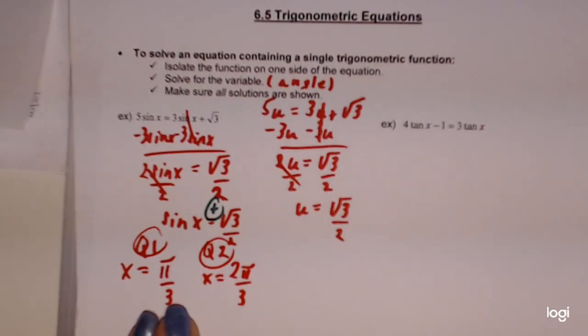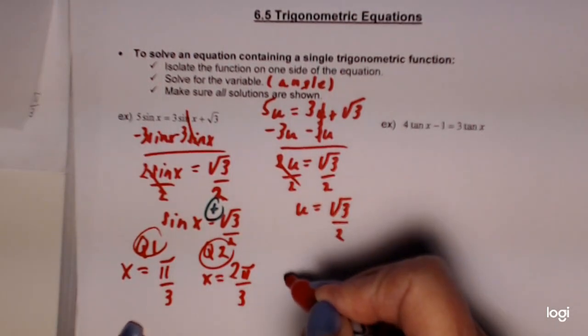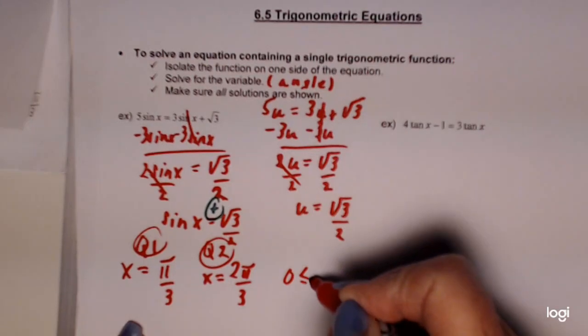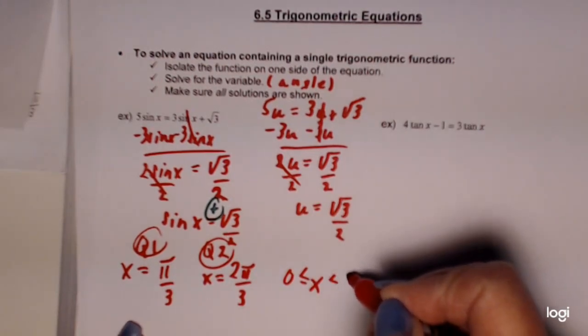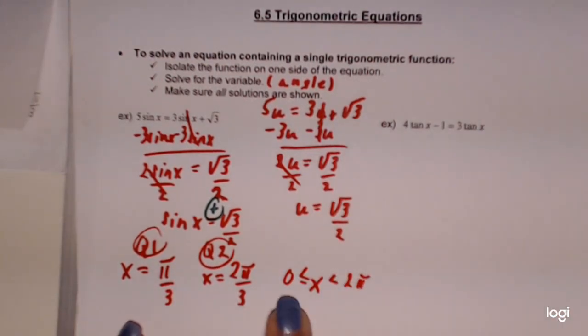So when we look in Q2, it's going to be 2 pi over 3. That has the reference angle of pi over 3. So these are our answers. And these are from our normal period, which is 0 to 2 pi.